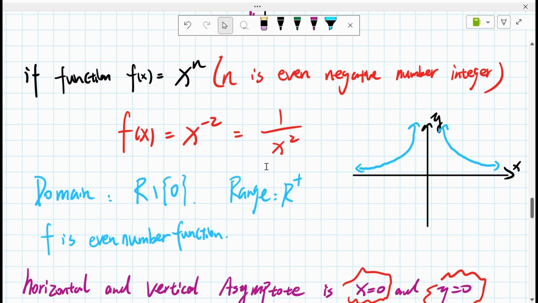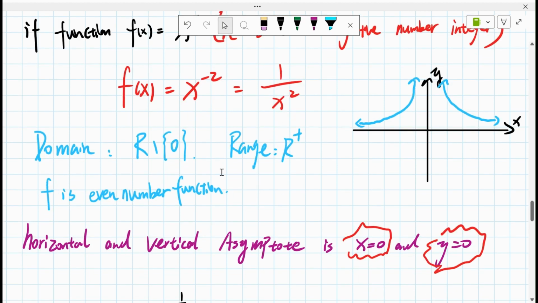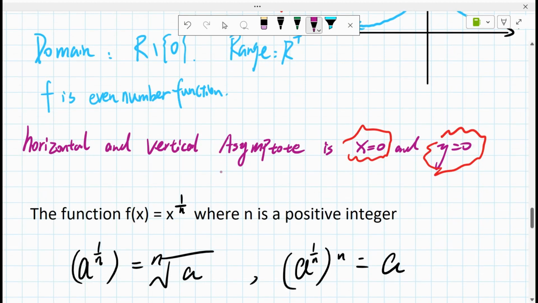And we keep going. If the function f(x) is x to the power of n, and n is a negative even integer, we can say the values are always going to be positive. Then your graph will be all above the x-axis, and all the y values are going to be positive. Your domain will be all real numbers except 0, but your range will be the positive real numbers, with no 0 at all. The horizontal and vertical asymptotes are still x equals 0 and y equals 0.